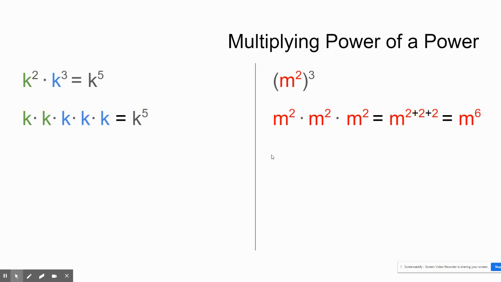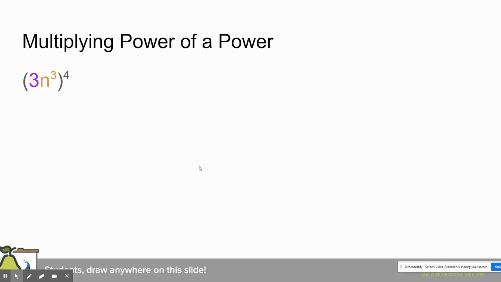Now take a look at the one to the left and the one to the right. Do you see the difference? The one to the left, you're multiplying the same base with different exponents, and you add the exponents. The one to the right, you have the base of m to the second, but you're going to raise that to the third power. You're going to multiply it times itself 3 times. Multiplying a power of a power.